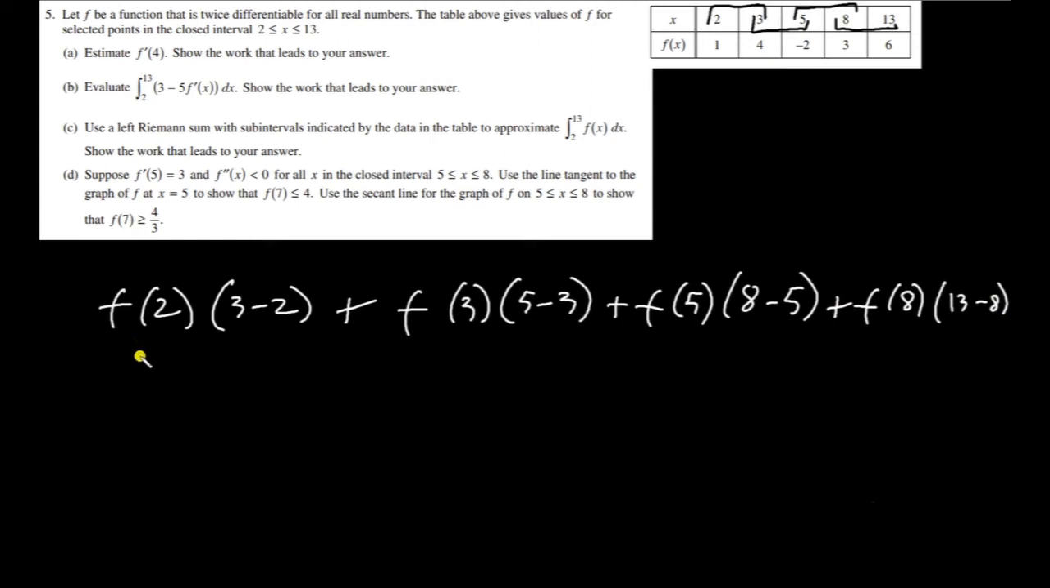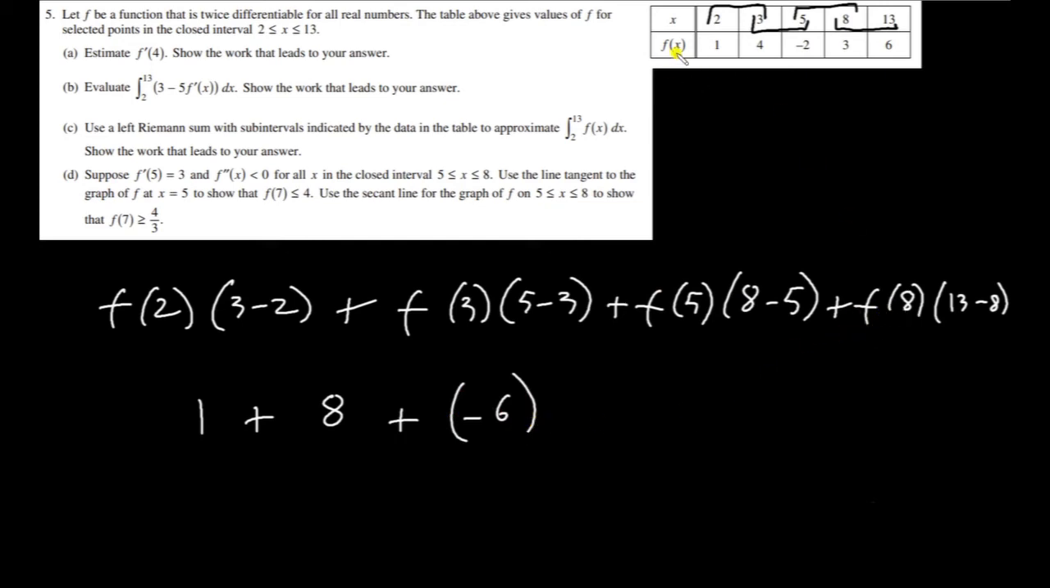Okay, we'll just plug in some numbers now, right? We have f of 2 is going to be 1, so we'll have 1 times 1, which is 1, okay? And then f of 3 is going to be 4, right? So this is 4 times 2, which is 8, right? F of 5 is negative 2. So negative 2 times positive 3 is going to be negative 6.